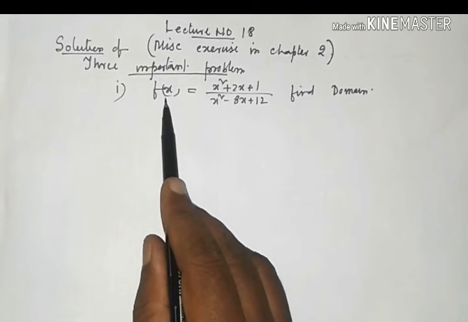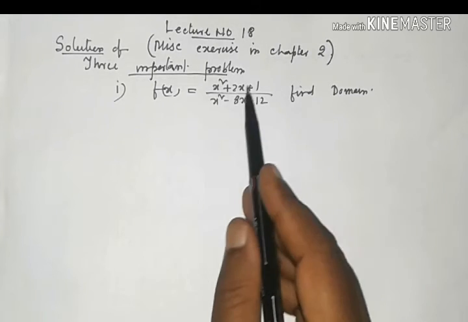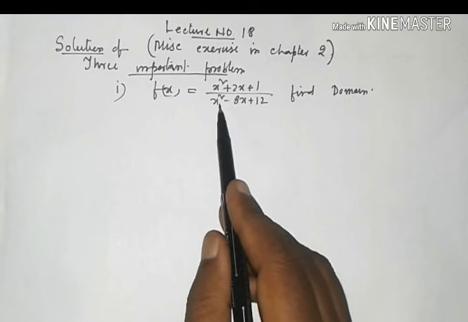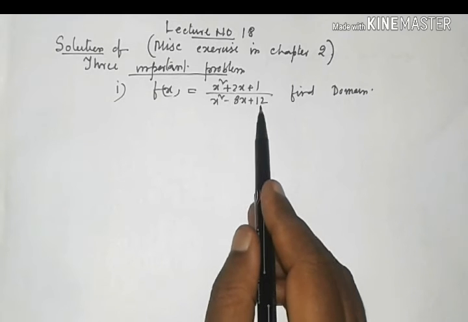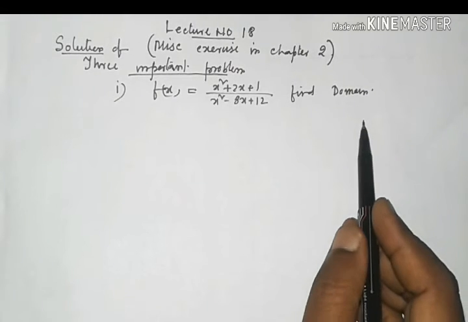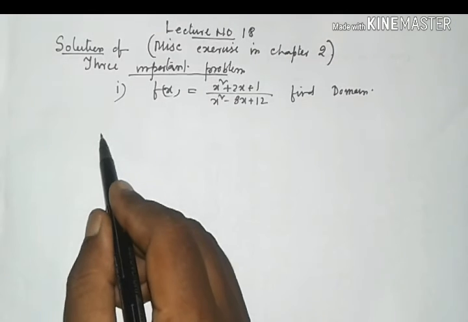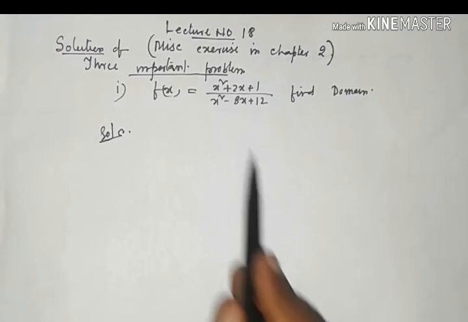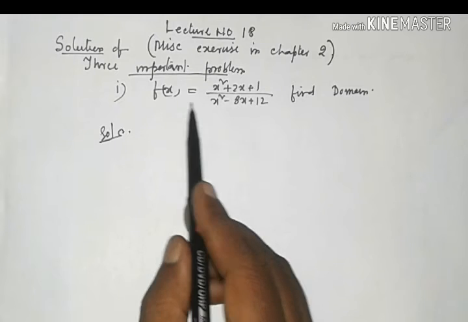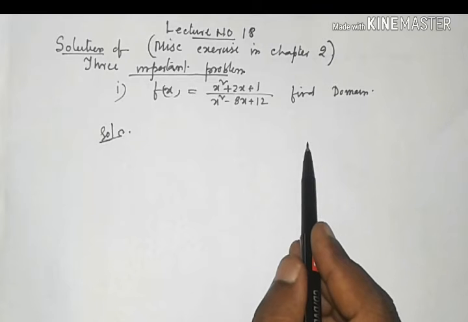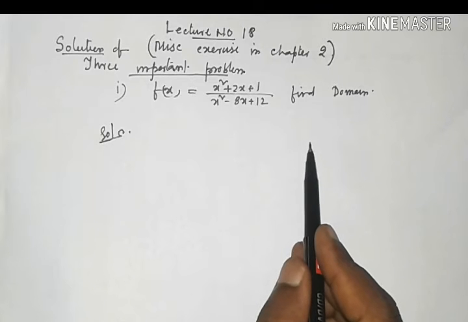So at first, this problem is f(x) = (x² + 2x + 1)/(x² - 8x + 12). We have to find the domain. How can we solve it? Solution. We know that 0 by 0 and something by 0 is not defined.